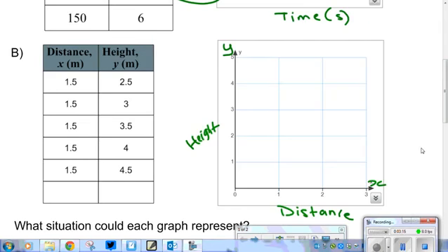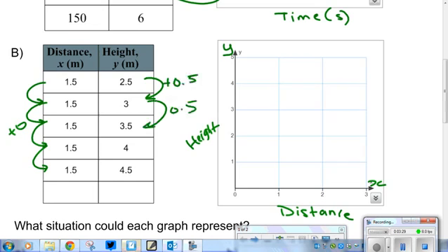Okay, so we have distance and we have height. And so this time when we look at the graph, distance is not changing. Right? It's staying the same. Distance stays the same, but height is going up by 0.5, or half a meter.